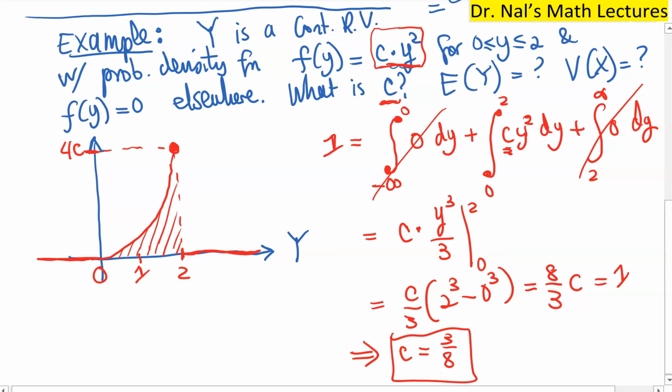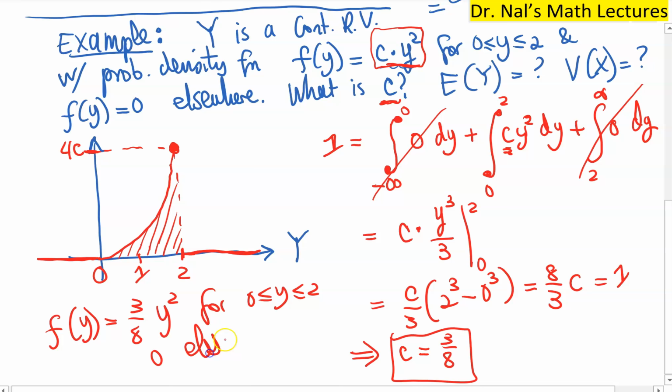Awesome. So now we know the full shape of the function. The probability density function here is 3/8 y squared for y between 0 and 2, and 0 elsewhere, if y is less than 0 or greater than 2. So maybe I can put this bracket here.